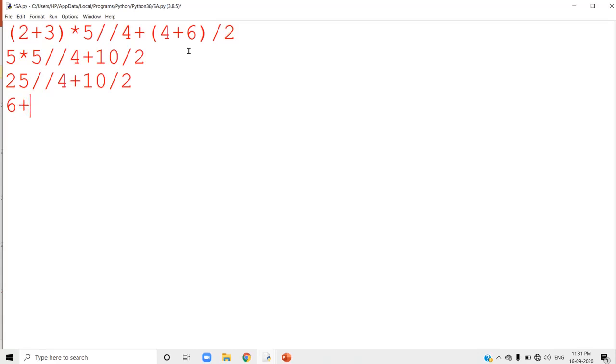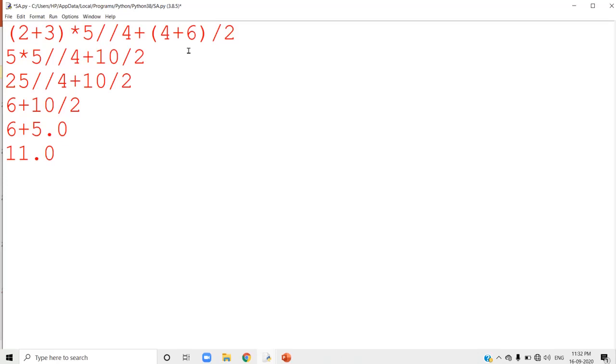And next I'll write 10 divided by 2. Now plus and division: division has the higher precedence, so I will evaluate division first, and plus will be written as it is. 10 divided by 2 takes the fractional part also, so the answer will be displayed as 5.0. Now the remaining is 6 plus 5, which means 11.0. So that's the answer you are expecting.